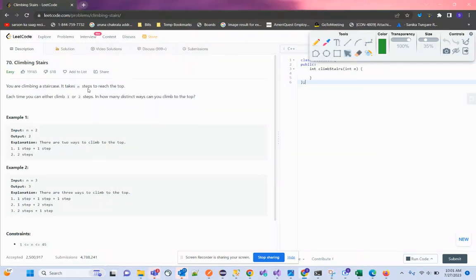Climbing stairs. You are climbing a staircase. It takes n steps to reach the top. Each time you either climb one or two steps. In how many distinct ways can you climb to the top?